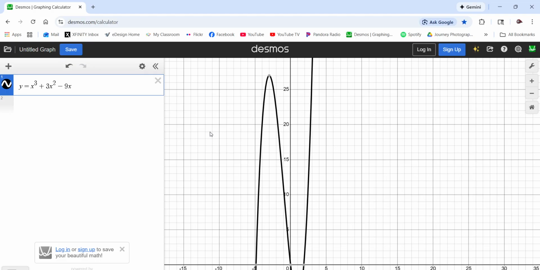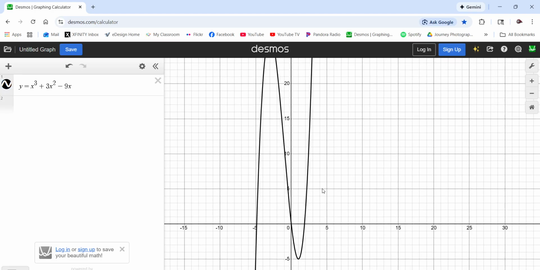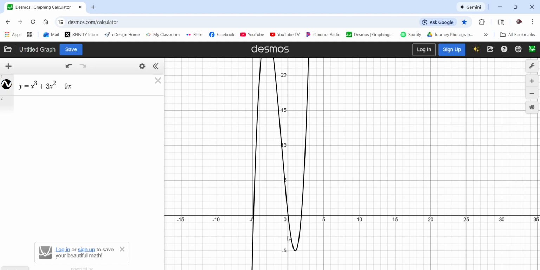It is. Now this part right here is not. What's it doing here? That's decreasing. But then it starts increasing again. It gets down to this point right there.